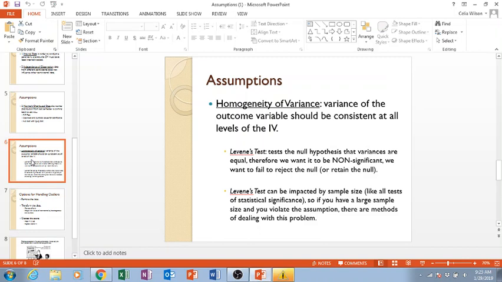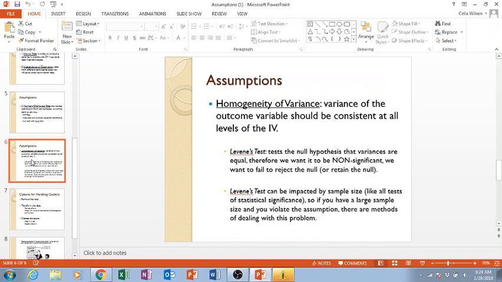Okay, we're going to evaluate this with Levene's test, and we actually want this result to be non-significant because we want to fail to reject the null. The null is going to say the variances are all equal. Okay, so look at the name of this assumption. It's called homogeneity of variance.